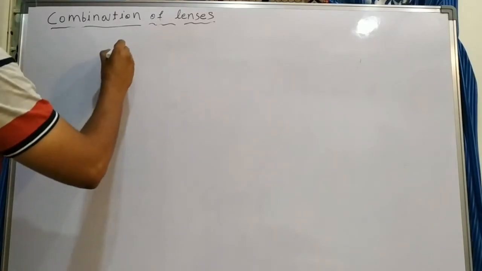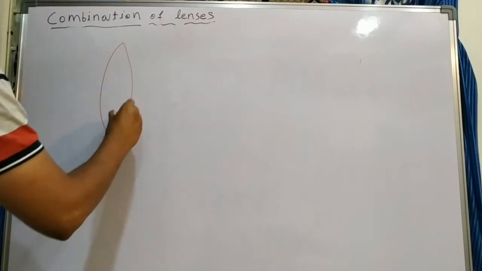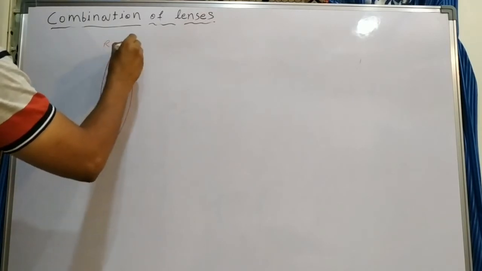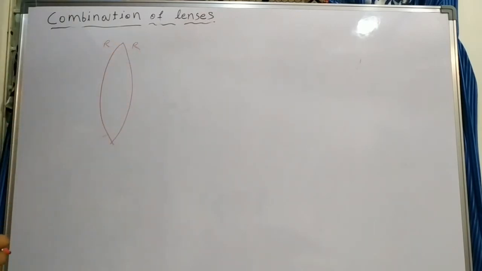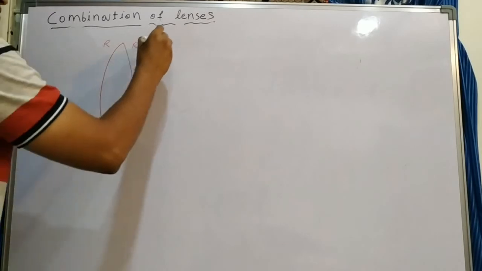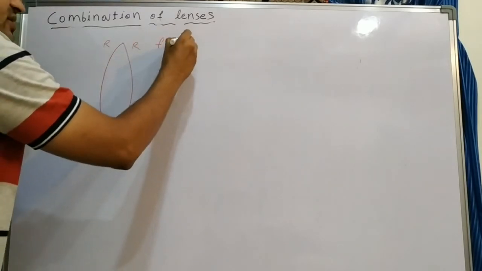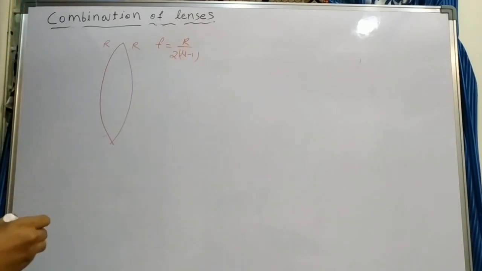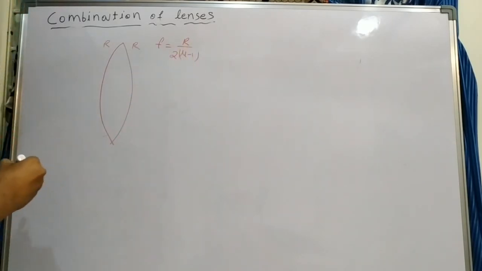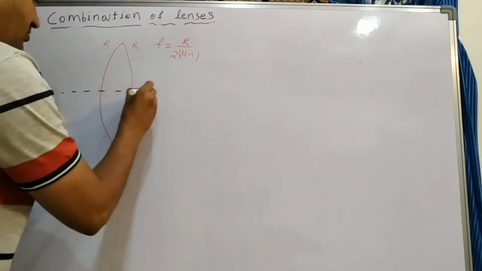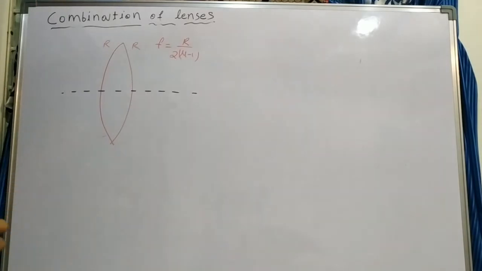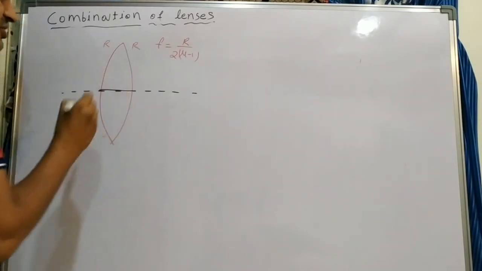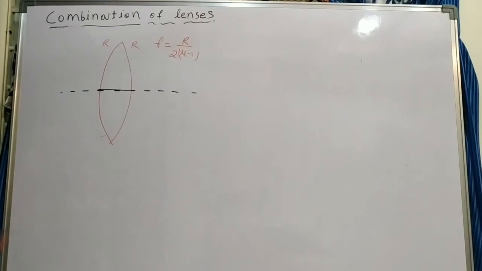Suppose you take a lens, an equiconvex lens, with radius of curvature r on both sides and focal length f. We know the focal length formula is f = r / (2(mu - 1)). We have a formula like this, and this is the principal axis. If you cut this lens into two parts parallel to the principal axis, it behaves like two separate lenses.